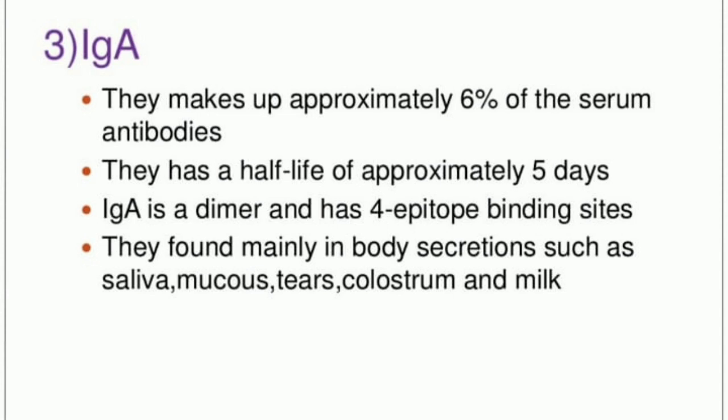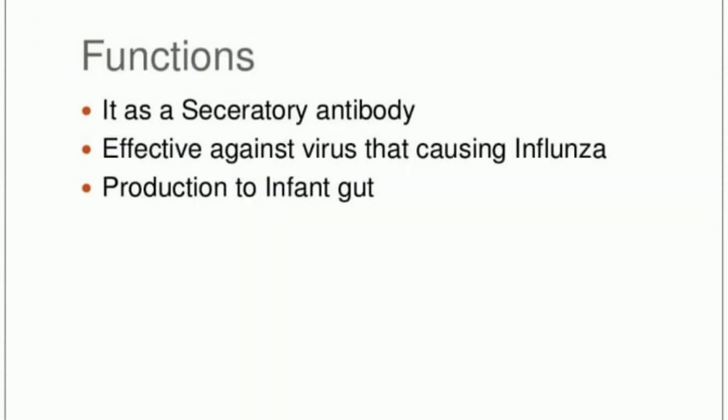Now we have to learn about the antibody type IgA. IgA constitutes approximately 6% of serum antibodies. They have a half-life of approximately 5 days. IgA is a dimer and has 4 epitope binding sites. They are found mainly in body secretions such as saliva, mucus, tears, colostrum and milk. And its function is as a secretory antibody, effective against virus that causes influenza, protecting the infant gut.